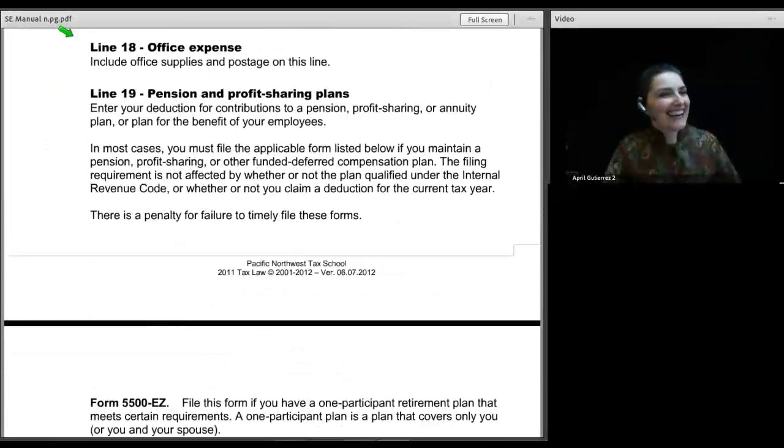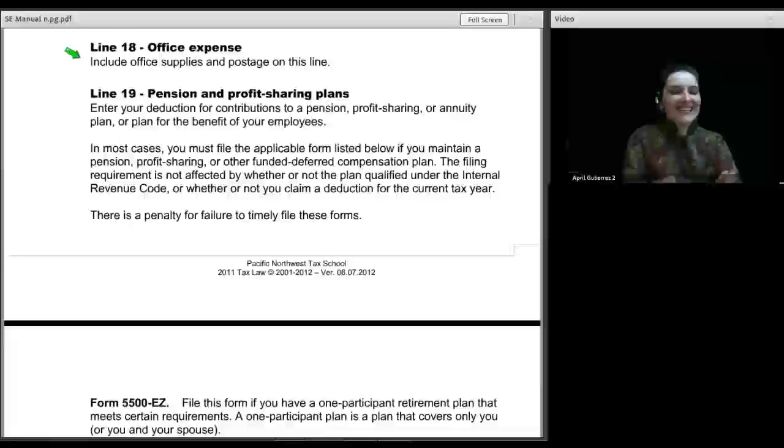Line 18, what's that? Line 18, office expense. On this line include office supplies and postage.